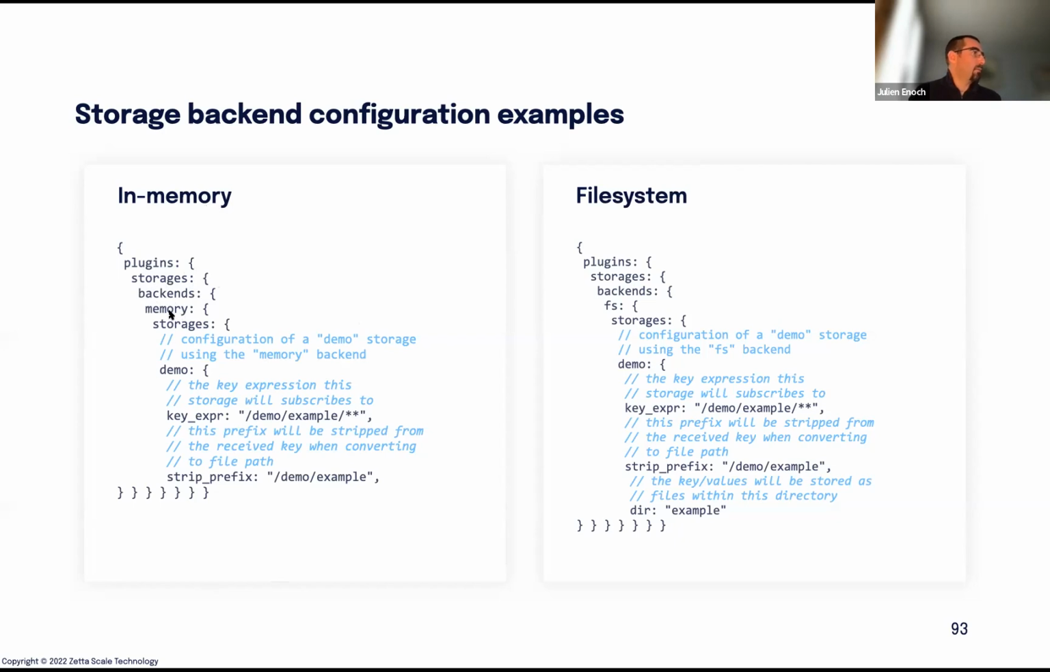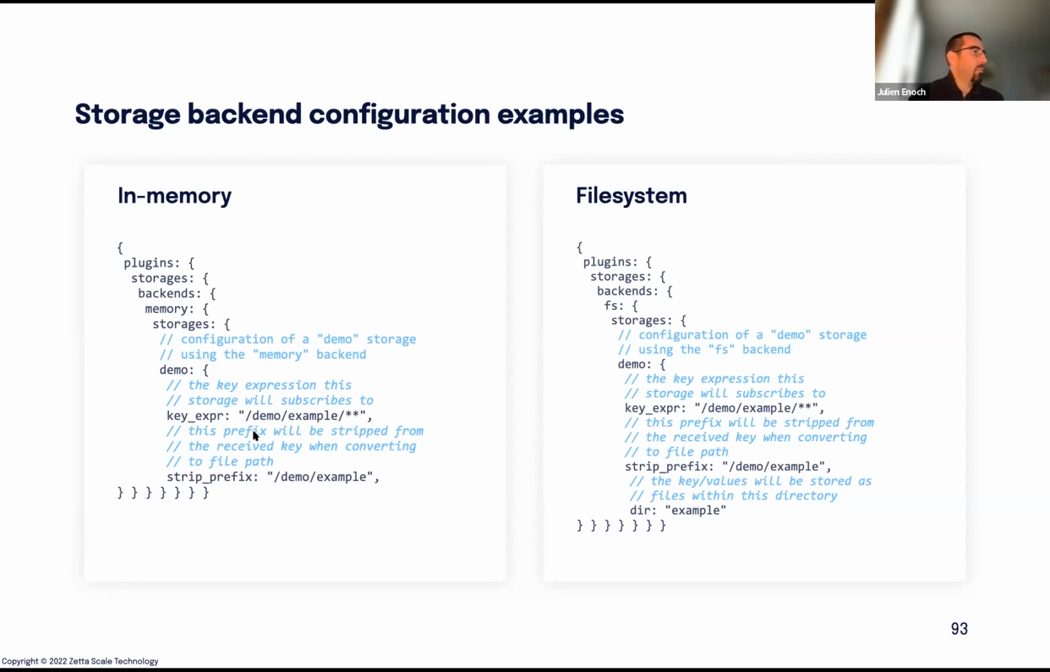And in this memory backend, we decide to have storages. And here we have only one storage, which we named demo. And for this storage, we configure it to subscribe on a key expression, which will be /demo/example/star. So it means that all publications made on keys that match this key expression will be received by this storage, and this storage will store those in a hash map in memory. The strip prefix is actually used to save some space in the database, in this case in memory, because this prefix will be stripped from the key when storing the key and the data in memory.